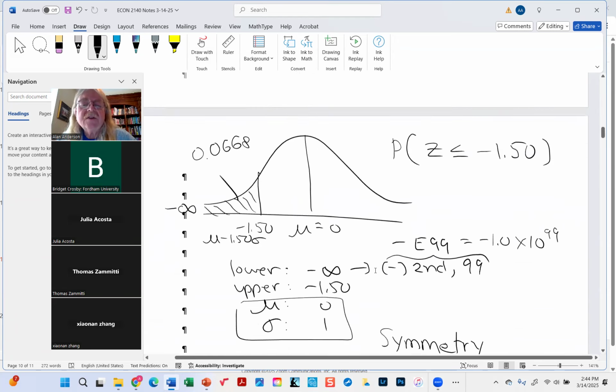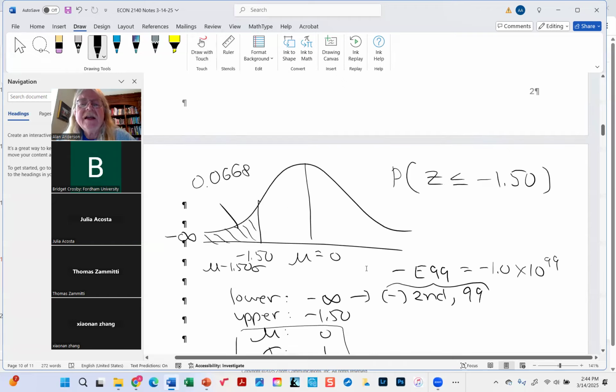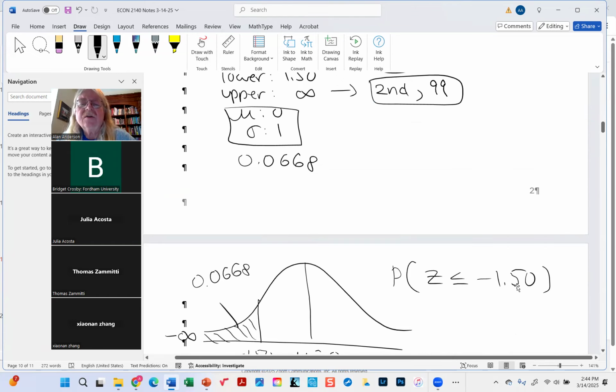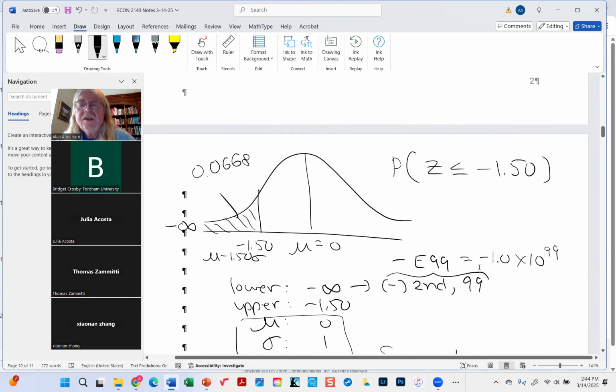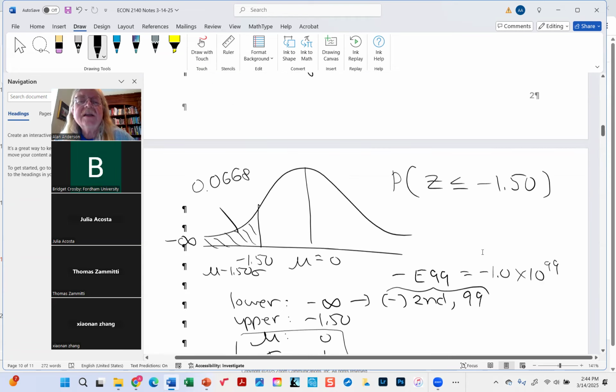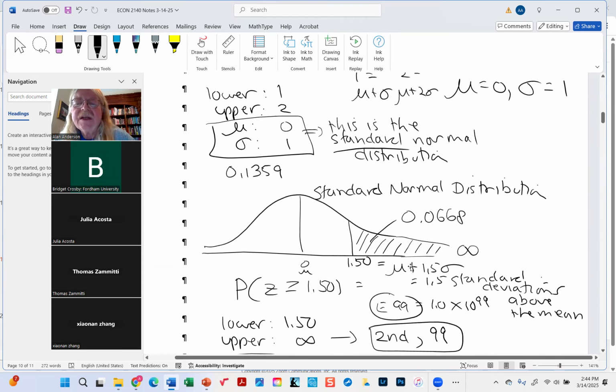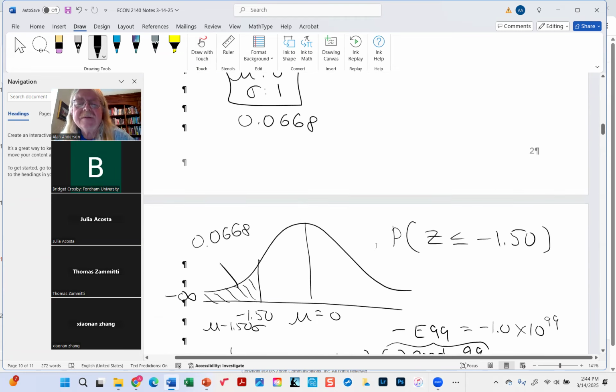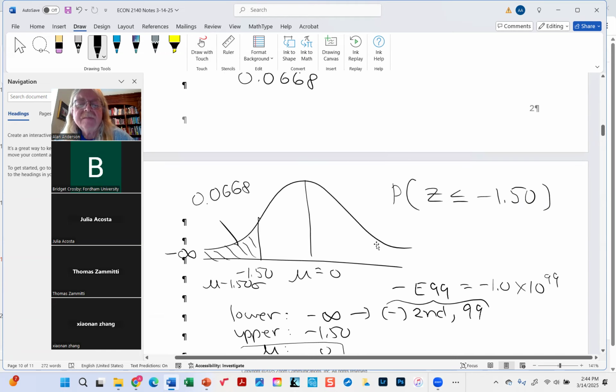Now, again, taking advantage of this wonderful symmetry property, if I now ask for the probability that z is less than or equal to negative 1.5, you can certainly go into your calculator and do it, but you already know in advance that it's going to equal 0.0668 because these two tails have to have the same area or probability.